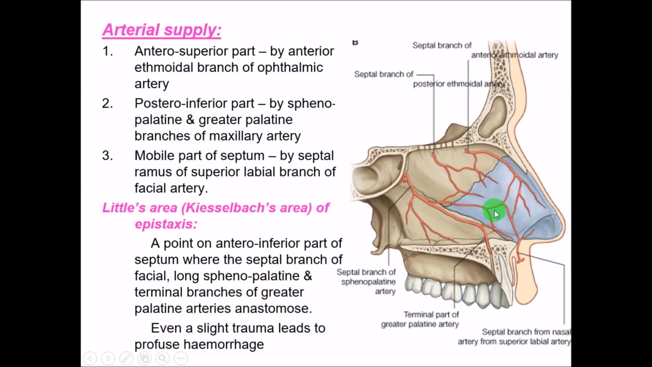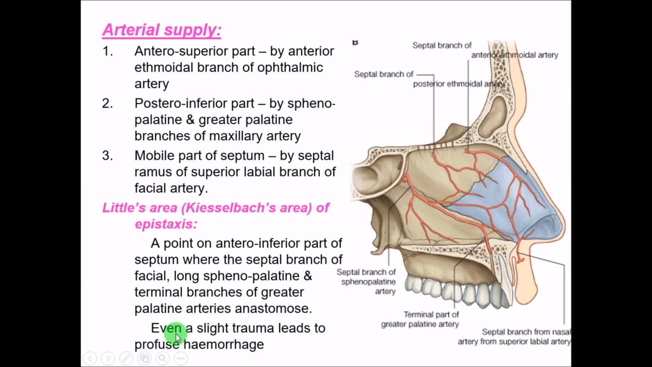So here, somewhere in this area, the 3 arteries, the septal branch coming from the superior labial artery, then the long sphenopalatine branch as well as the greater palatine branch, all will be anastomosing in a particular part here. So that is called the Little's area, or it is also called the Kesselbach's area.